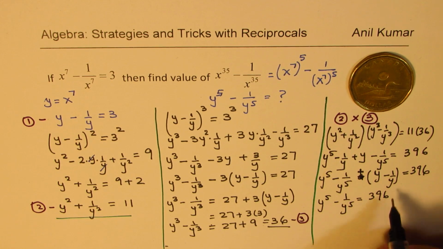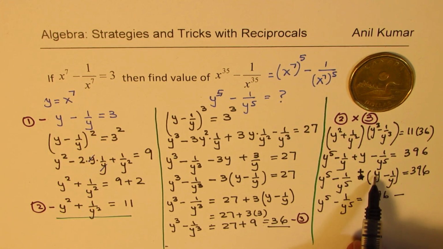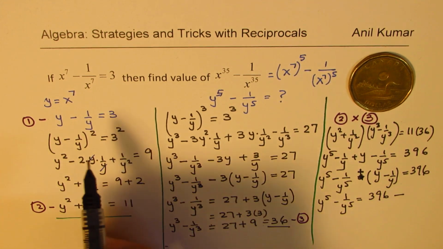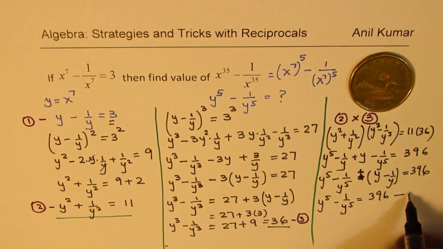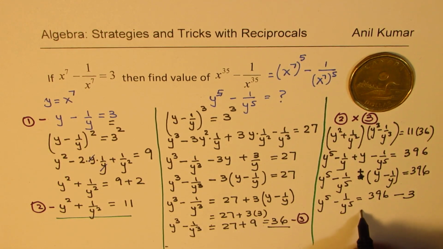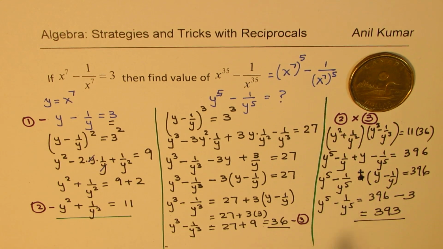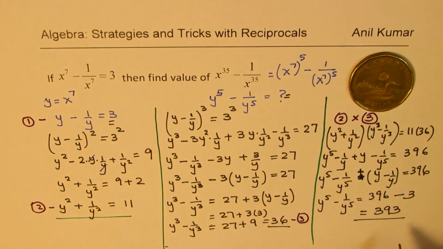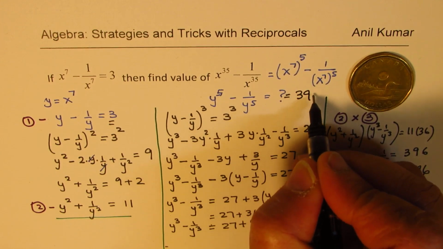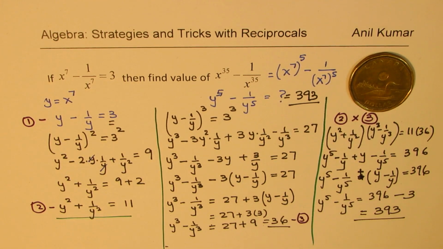And when you take it on this side, because y minus 1 over y is 3, right? So we'll just take away 3 from it. So we get our answer as 393 is equal to y to the power of 5 minus 1 over y to the power of 5. So this is indeed equal to 393. Does it make sense? So that is how you would actually solve such a question.